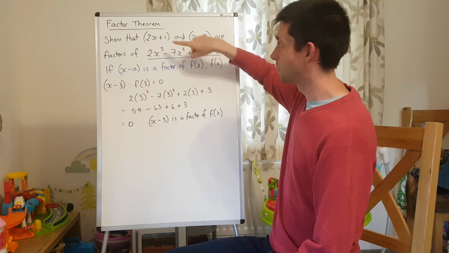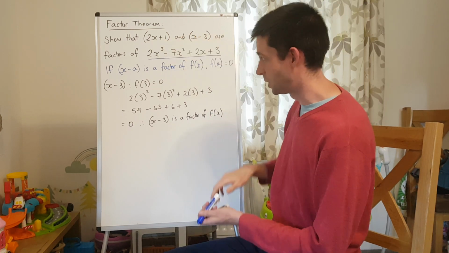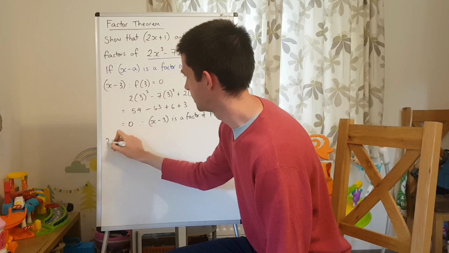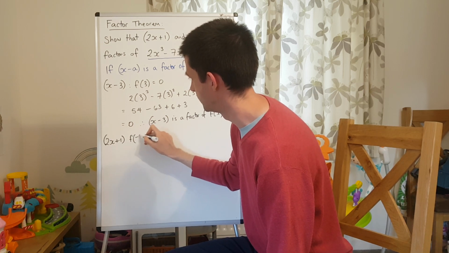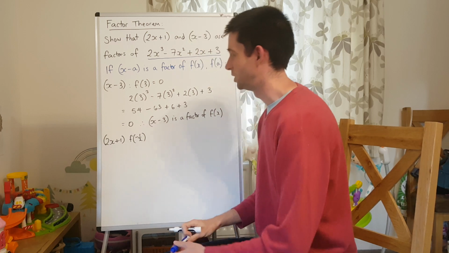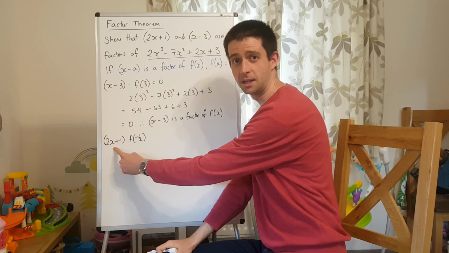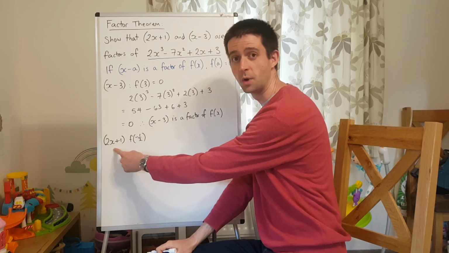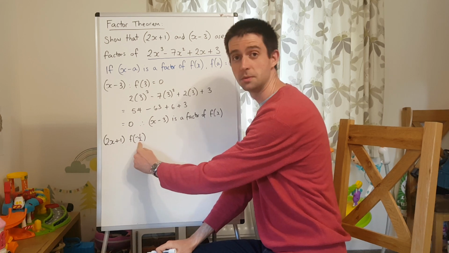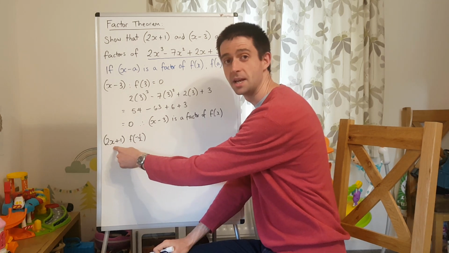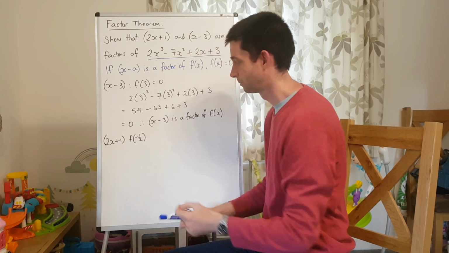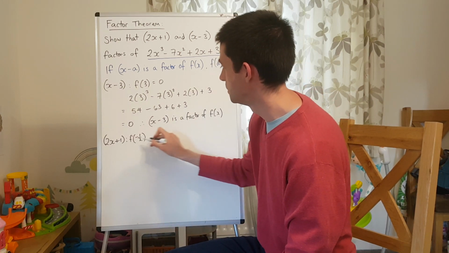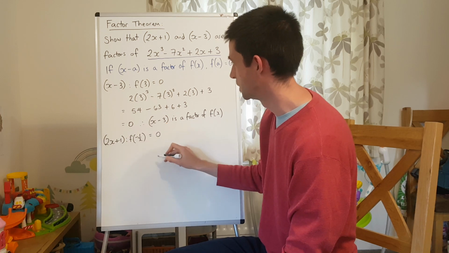Okay. The other one I've been told is a factor is 2x plus 1. So if my factor is 2x plus 1, then I'm going to be doing f of negative a half. So this is just like if you had this as a bracket at the end of a quadratic equation and you were asked what x was, you would use x is minus a half. You're making this bracket equal 0 to find the number that you have to substitute in. So we know that f of negative a half should equal 0.